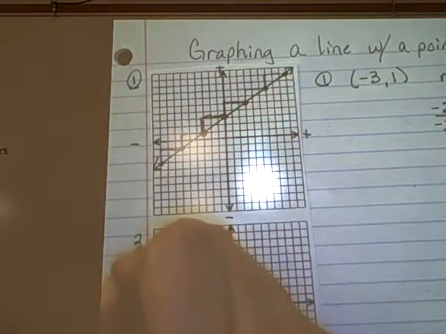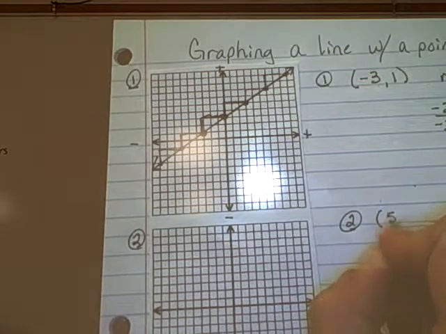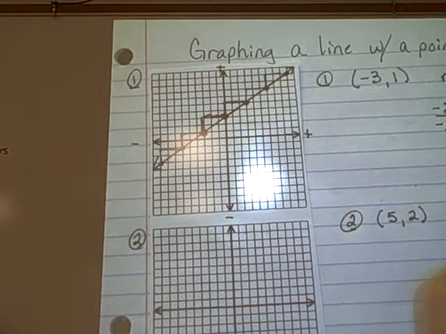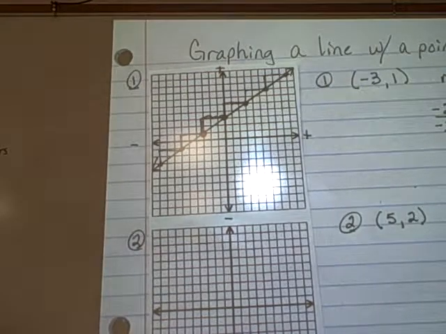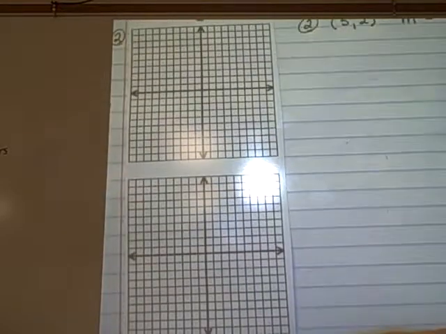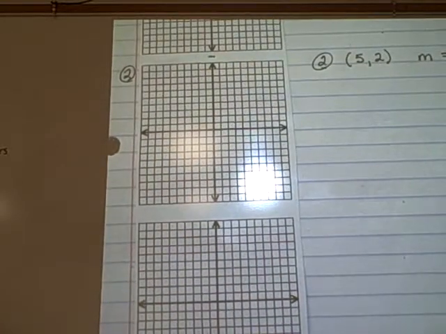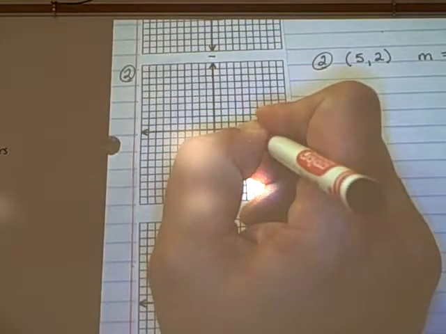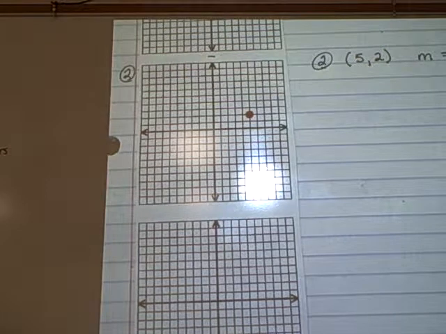All right, number 2. The point is 5, 2. And the slope is -1/2. So what's the first thing I need to do? 5, 2 and -1/2. I need to put the point on there. So 5, 2 is 1, 2, 3, 4, 5, 1, 2. So there's my point.